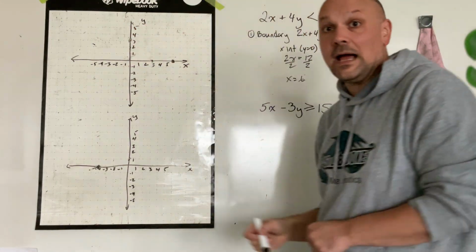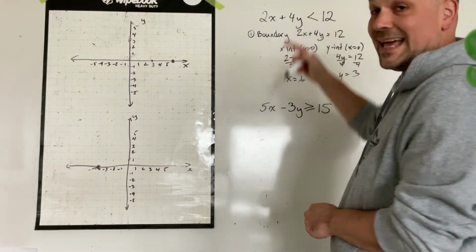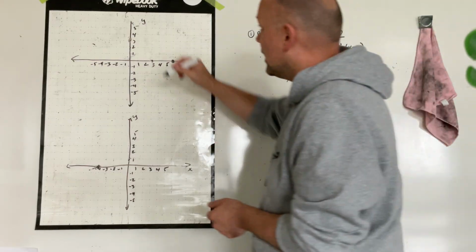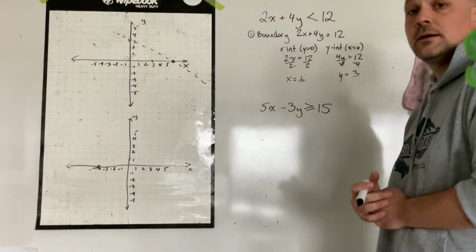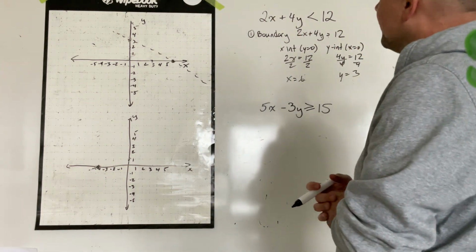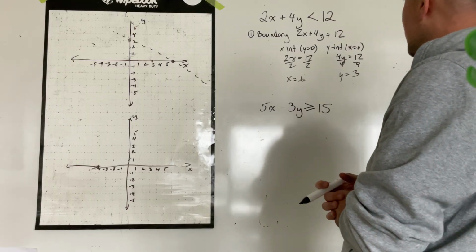Okay, now I have to make the line, but because this is strictly less than, I'm going to make it a dotted line, because we're not including that line in our solution set. So I have that done.